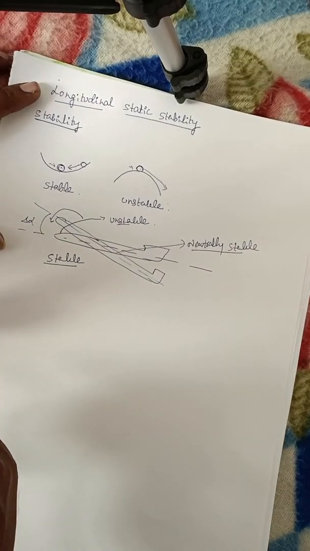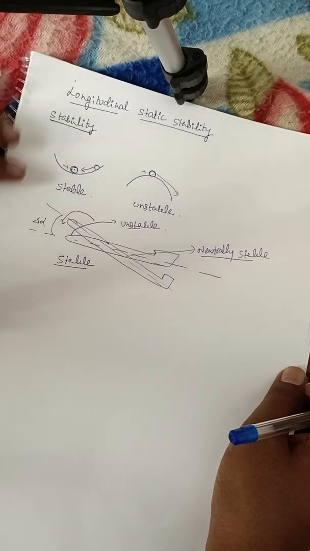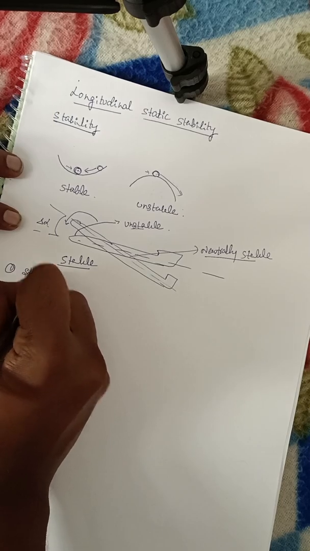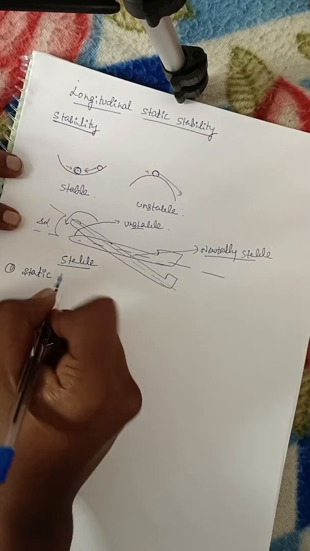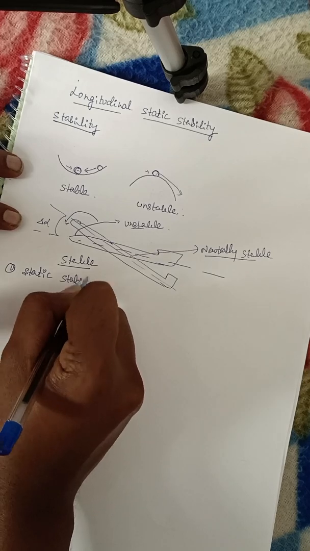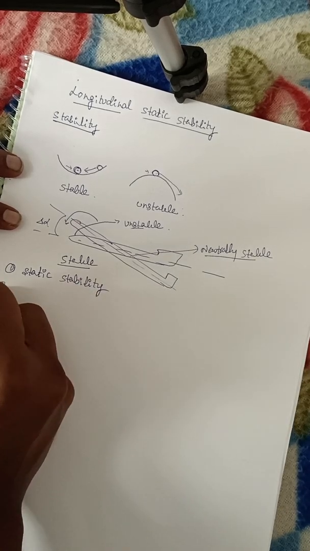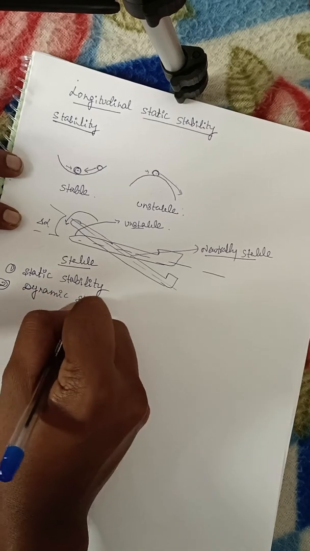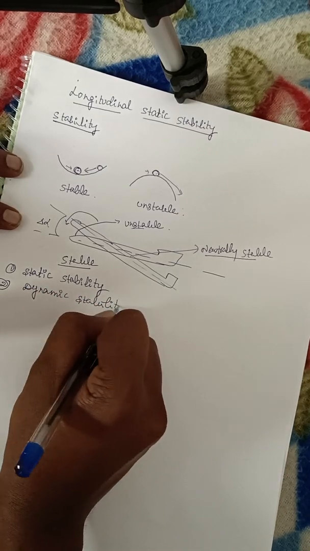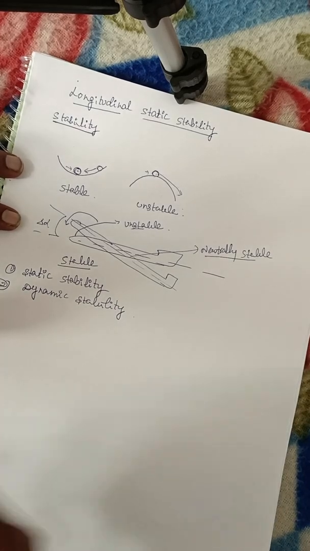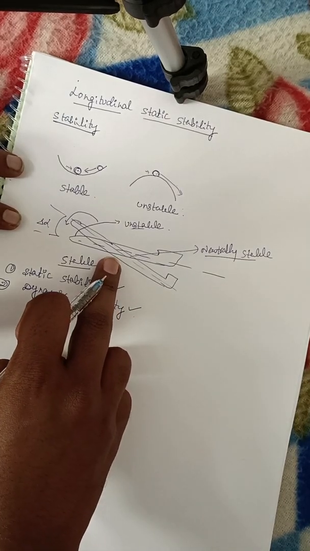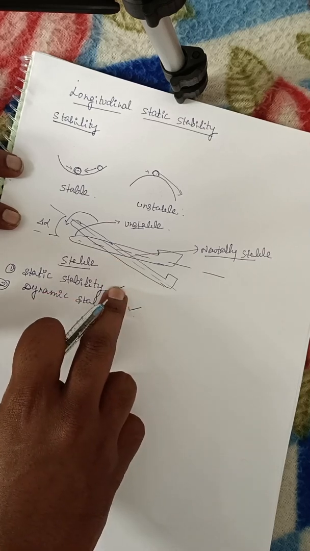Now before going to the derivation, stability is of two types: static stability and dynamic stability. What is static stability? Static stability means the very first reaction of the aircraft to the disturbance. That is called static stability.